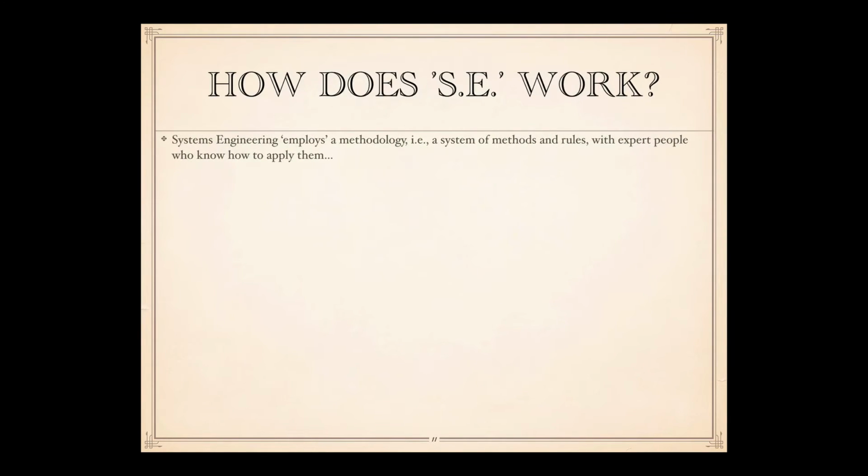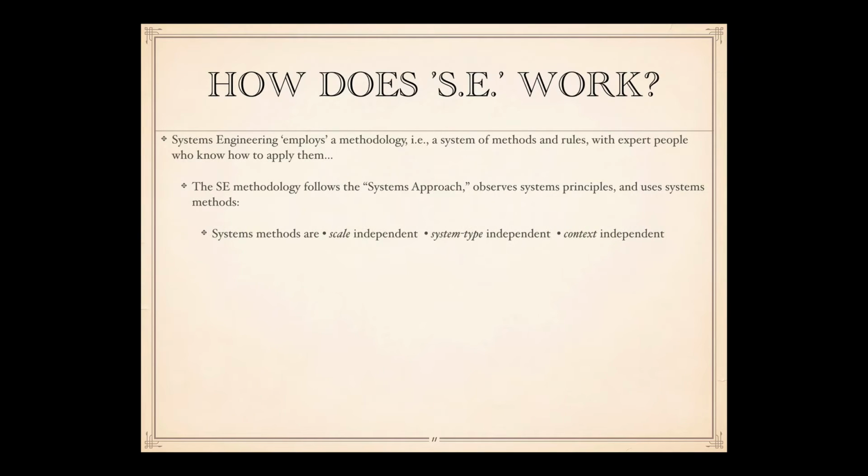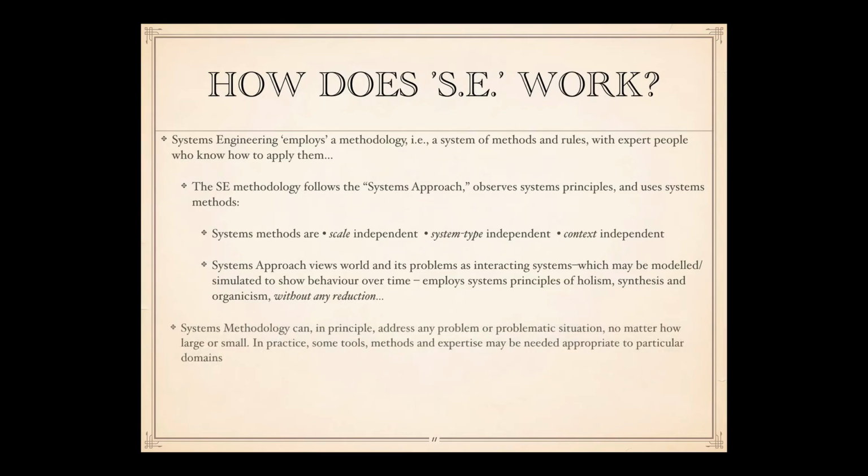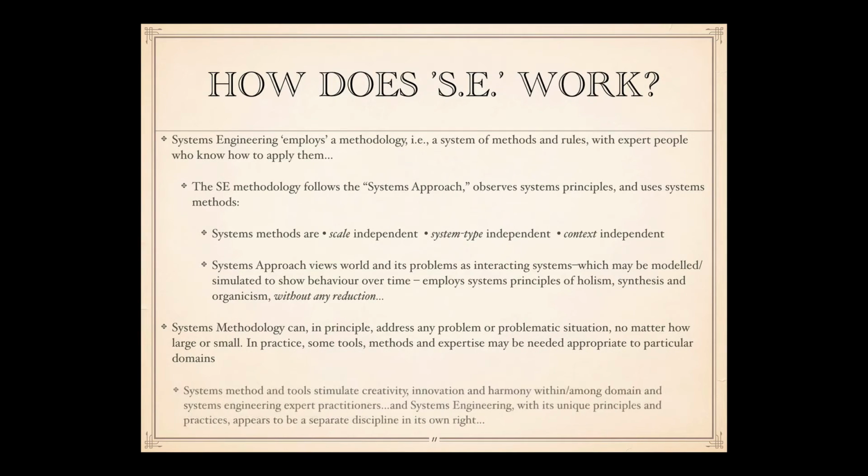So how does systems engineering work? It employs a methodology, which is a system of methods and rules, with expert people who know how to apply them. The systems engineering methodology follows the systems approach. It observes system principles and uses systems methods. Systems methods are scale independent, system type independent, and context independent.